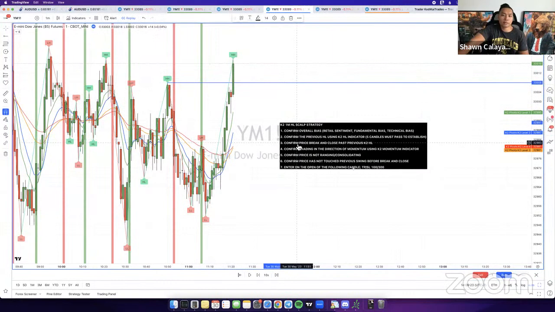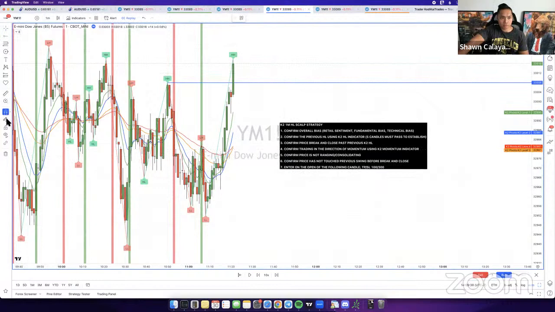Step 3, you want to confirm price breaking close past the previous high low. So you can see over here, this candle has broken and closed past it. Step 4, you want to confirm you're trading the direction of momentum. We have a buy signal right there. Step 5, you want to confirm that price is not ranging or consolidating.